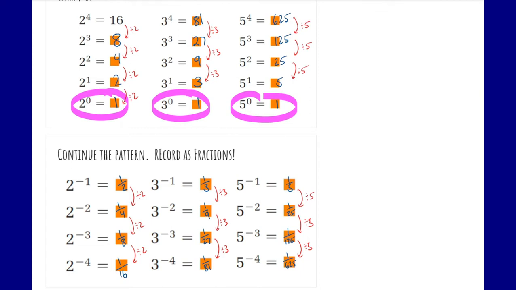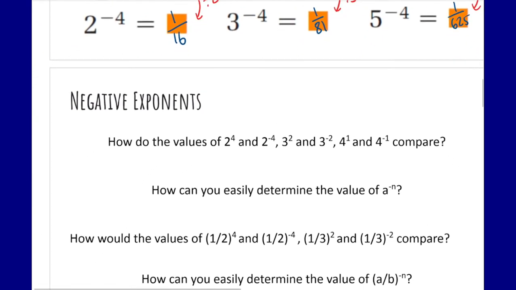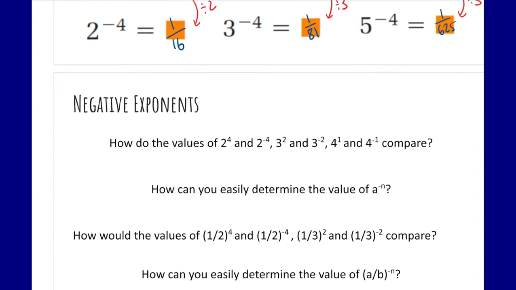If we look at our values for 2, do we see any connection there? What about 3 and 5? Now there is a connection. How do the values of 2 to the power of 4 and 2 to the power of negative 4 relate? Well, 2 to the power of 4 is 16. 2 to the power of negative 4 was 1 over 16. 3 to the power of 2 was 9. 3 to the power of negative 2 was 1 over 9.